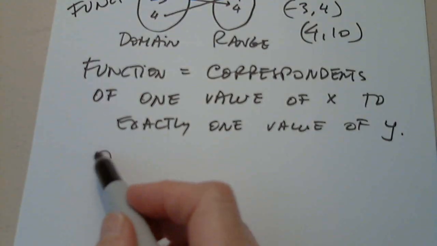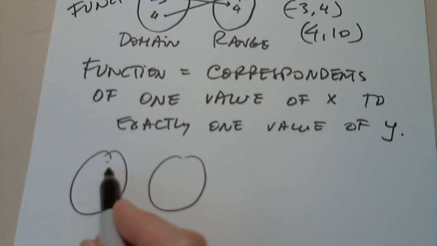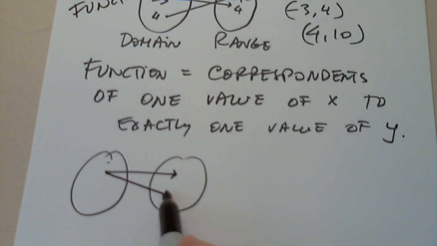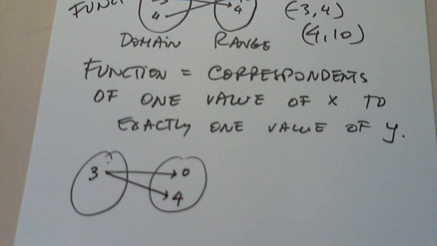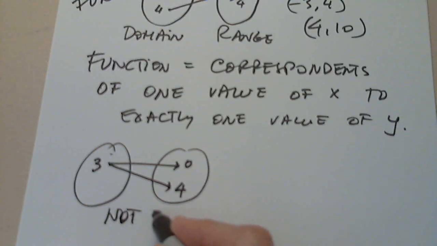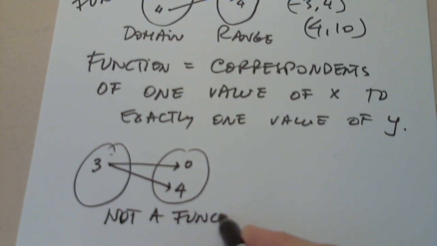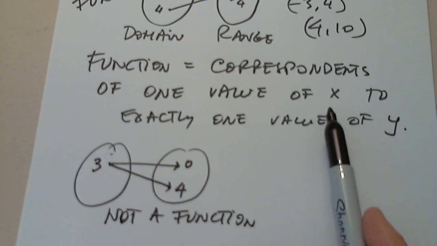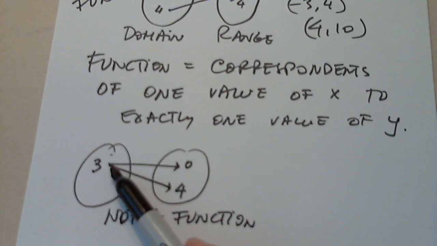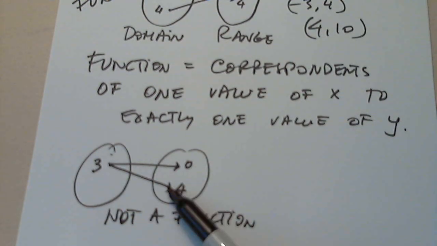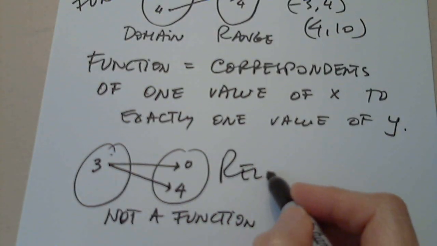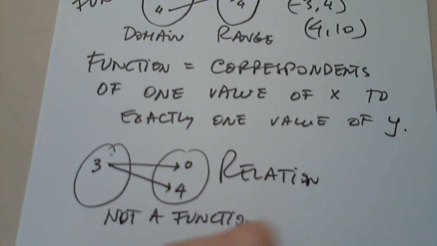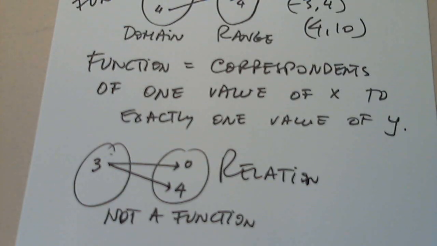Now we can have this situation, and look what happens here. 3 corresponds to 0 and 4. This is not a function, because I found an x value that corresponds to 2 or more y values. This is called a relation. Does it exist in real life? Yes, but it's not a function.